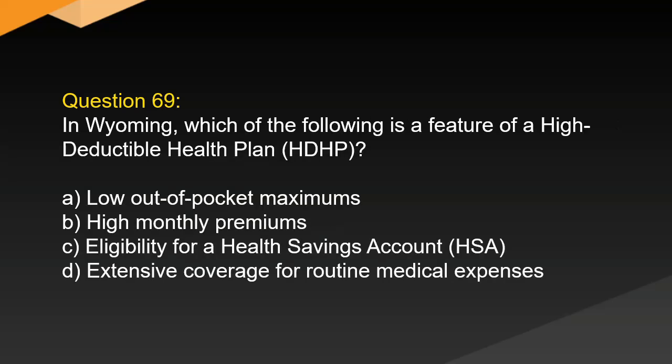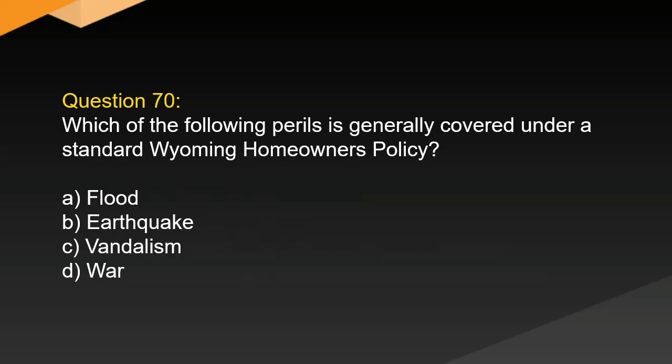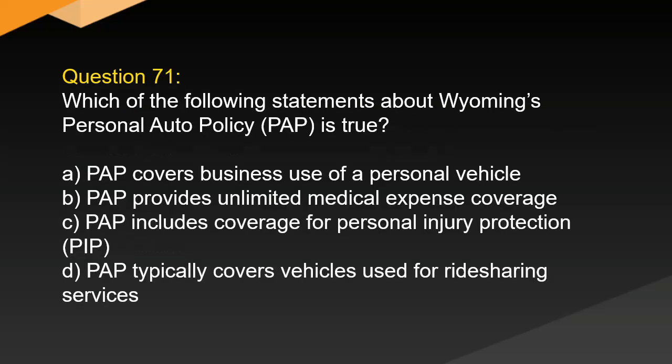Question 69. In Wyoming, which of the following is a feature of a high deductible health plan? A. Low out-of-pocket maximums. B. High monthly premiums. C. Eligibility for a health savings account, HSA. D. Extensive coverage for routine medical expenses. Question 70. Which of the following perils is generally covered under a standard Wyoming homeowner's policy? A. Flood. B. Earthquake. C. Vandalism. D. War.